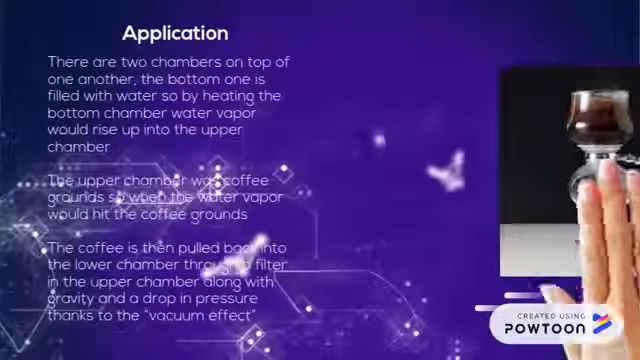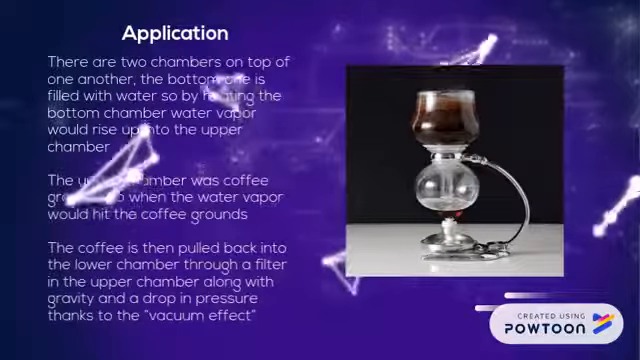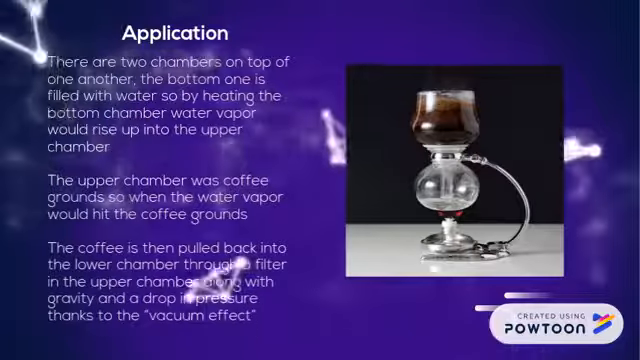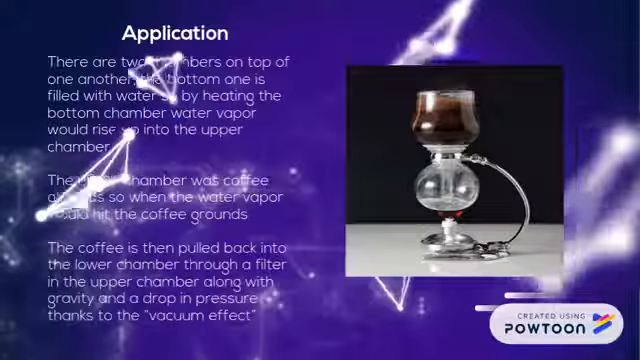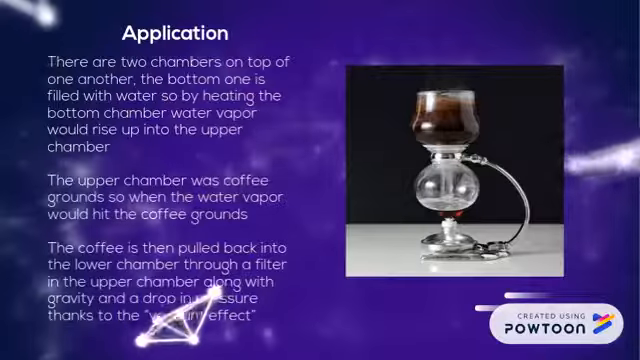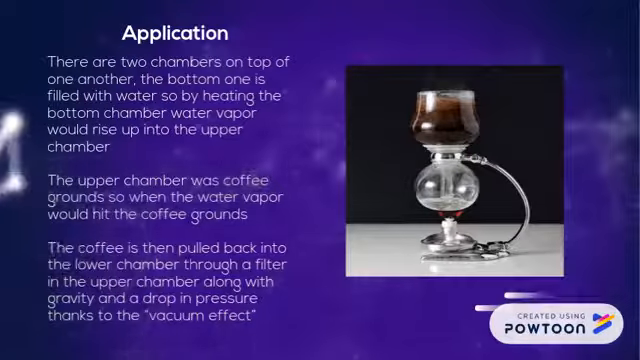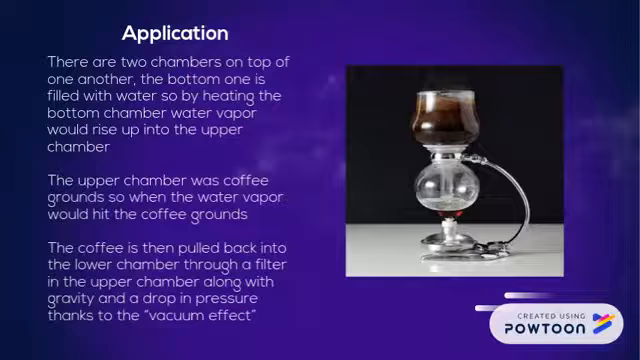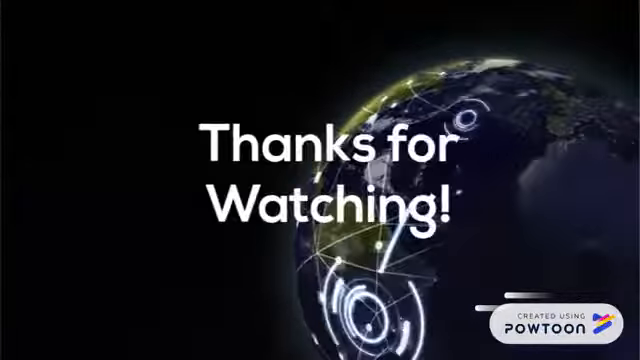In the siphon coffee maker, there are two chambers, one with coffee and one with water. When the water chamber is heated, the water turns into water vapor and hits the coffee. It mixes with the coffee and comes back down through the use of gravity as well as pressure thanks to the vacuum effect, which is directly related to Bernoulli's siphon effect.